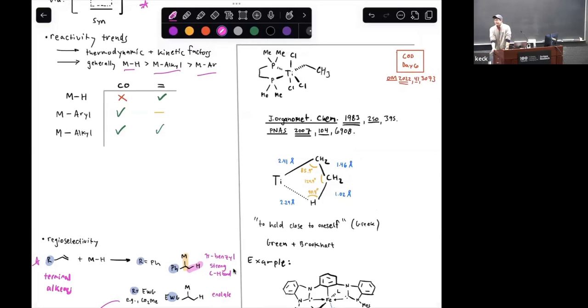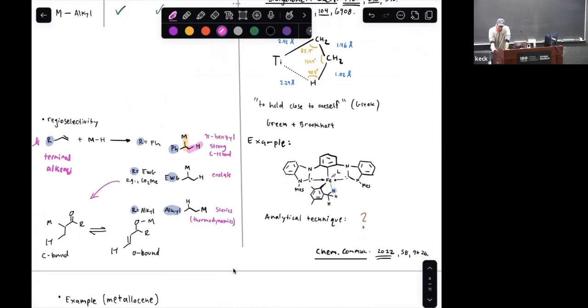Yes. Where you have the O bound versus C bound drawn. Should that double bond be in a different position? Thank you for catching that. Thank you, Amy.